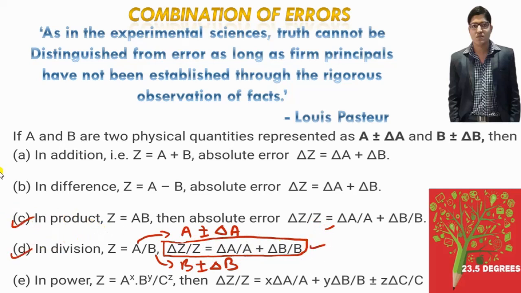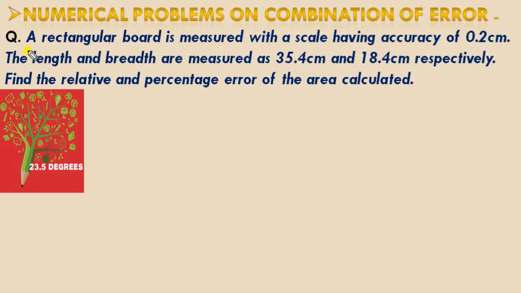Okay, let's take few examples to make our concept clear. Till now we have seen how to add and subtract two or more measured values and write the result with proper error limits. Now we will see how to multiply two or more measured values and write the result with proper error limits. Here a scale is being used to measure the length and breadth of a rectangle, the true values of which are 35.4 centimeter and 18.4 centimeter respectively.